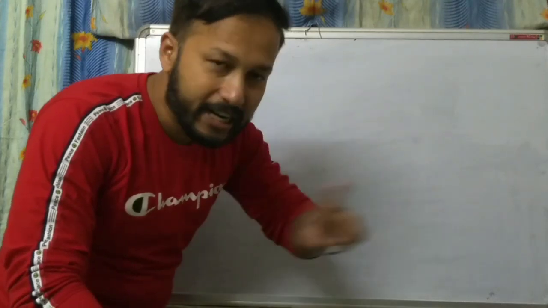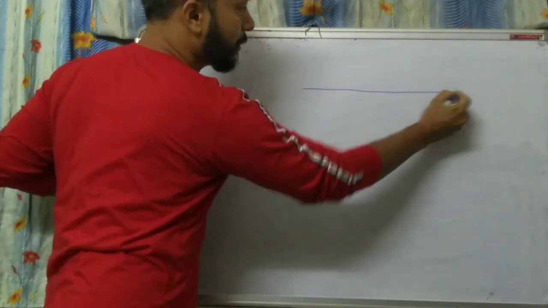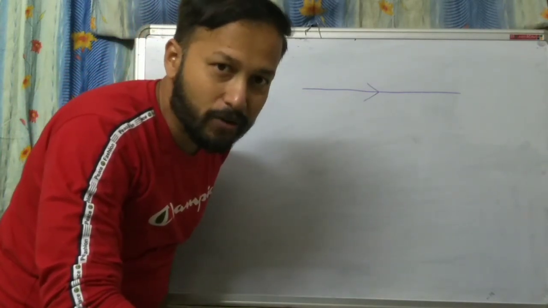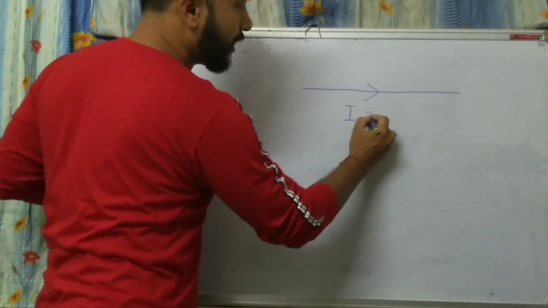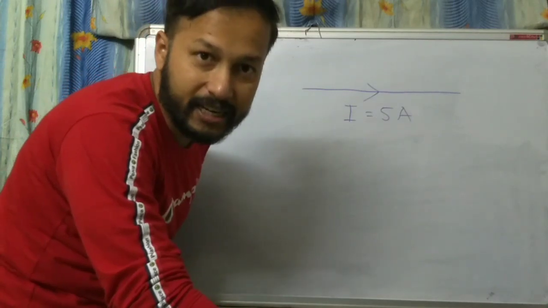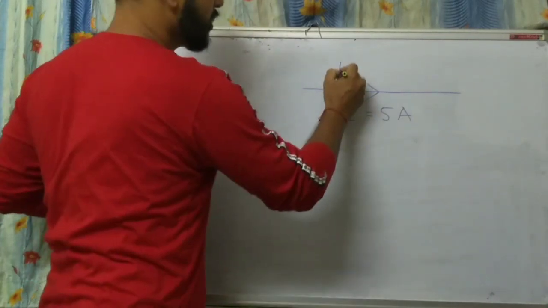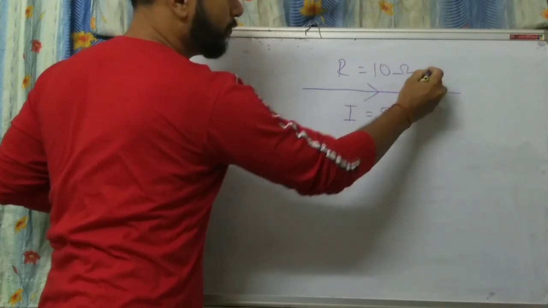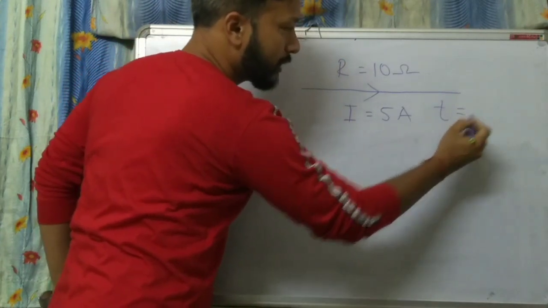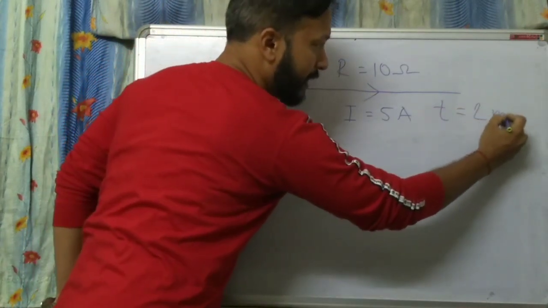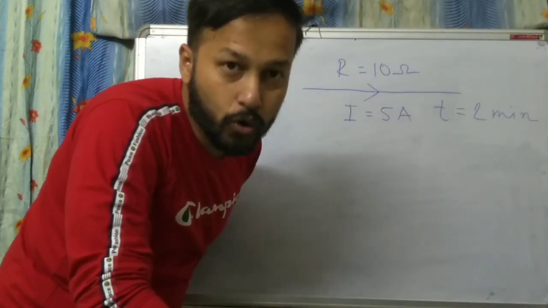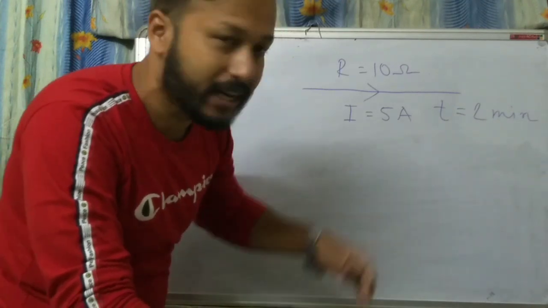Now, say a conductor is there. This is the conductor. Fine. Through which, say, 5 ampere of current is passing. Resistance of the conductor is, say, 10 ohm. And you are passing current for 2 minutes. Understood? Now, in this condition, if I ask you what is the amount of heat that will be produced here?